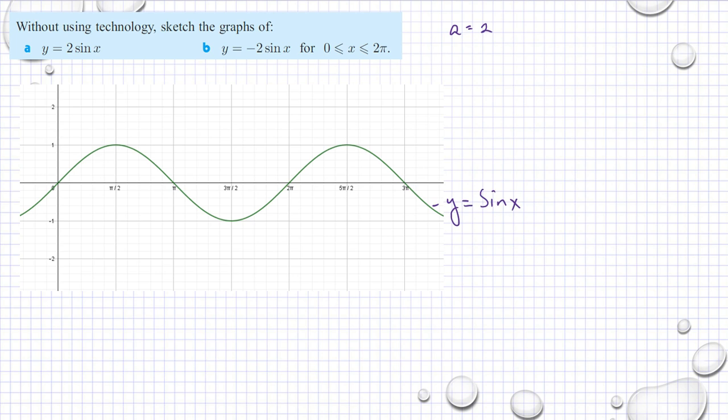So our period is the same, but the only difference is that our maximum point is on 2, and the minimum point is -2. So if we start doing that, then it should be like this.